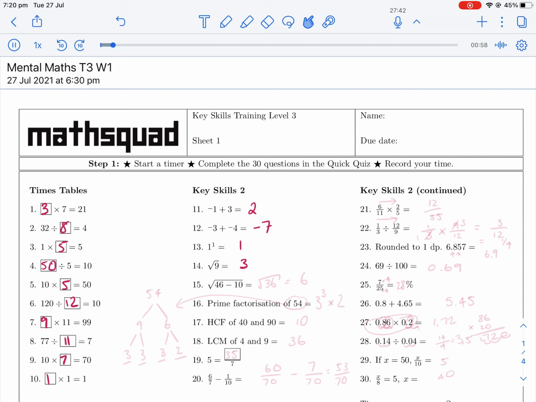Square root 9 is 3. Alright, underneath the square root, 46 minus 10 is 36. Square root of 36 is just 6.